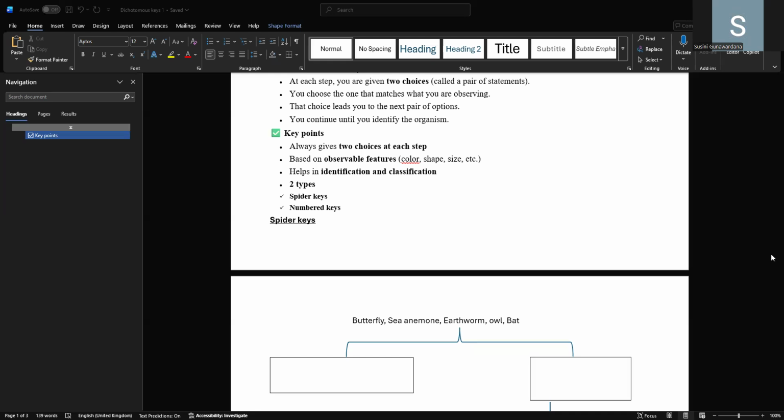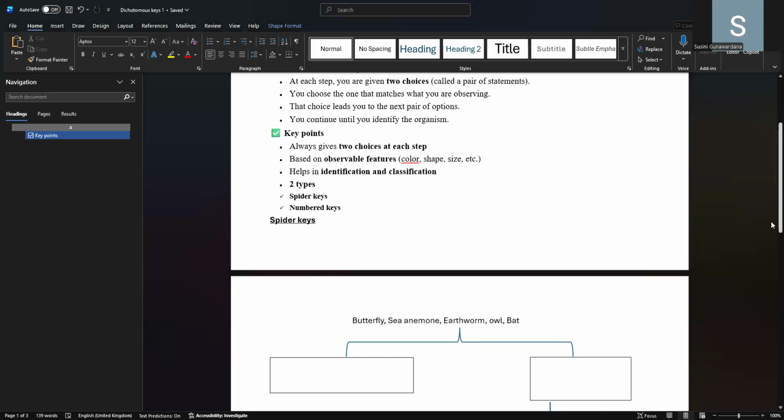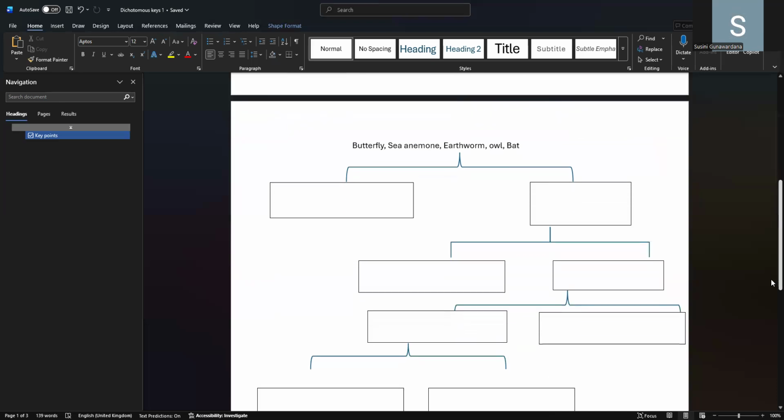Here, I have an example. We'll go to that first. I have given you some animals: butterfly, sea anemone, earthworm, owl and bat. So there are 5 animals here. As we did last day for plants, in that case also, we took 2 opposite characteristics of organisms. Here also, likewise, we are doing the same method.